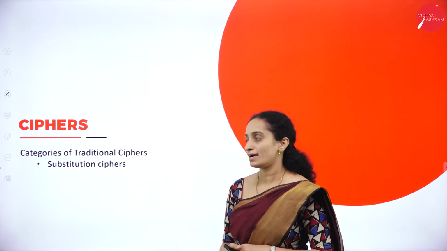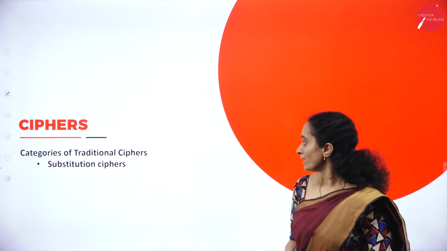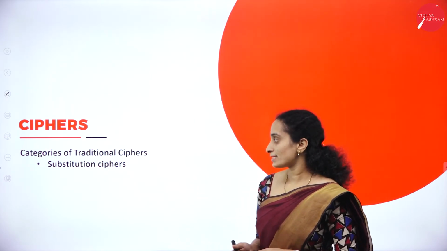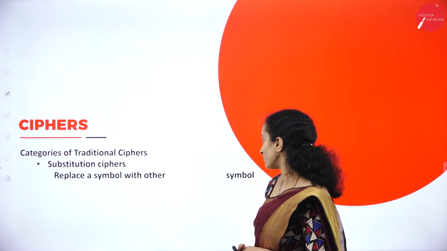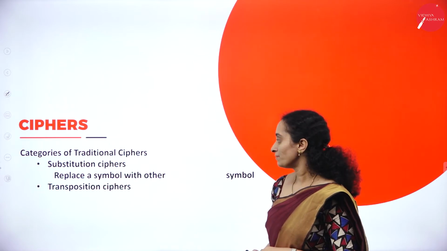That is about different kinds of cryptanalysis attacks. Now we shall study the different kinds of ciphers. There are different categories of traditional ciphers. One is the substitution cipher. Replace a symbol with another symbol.